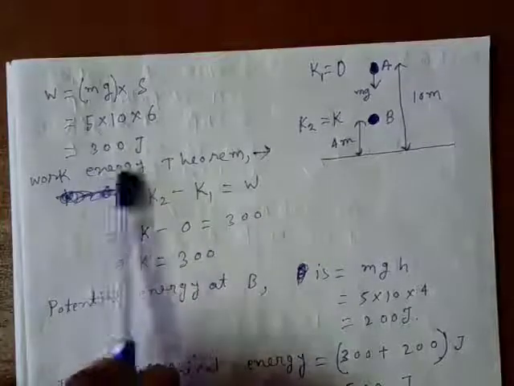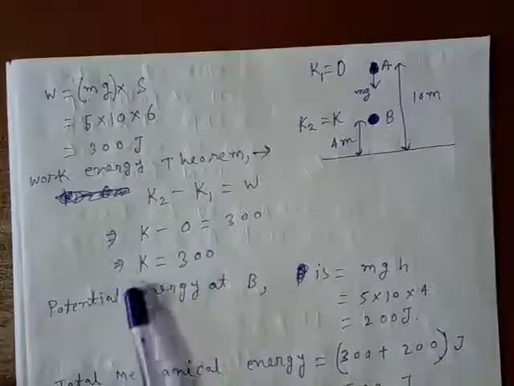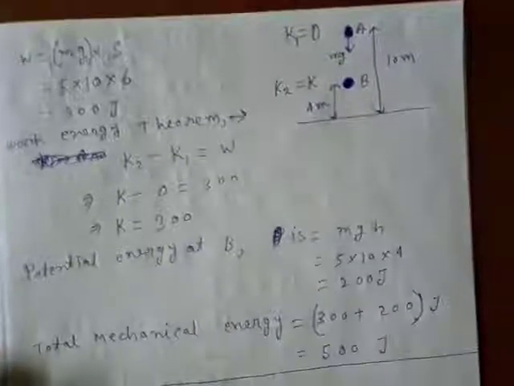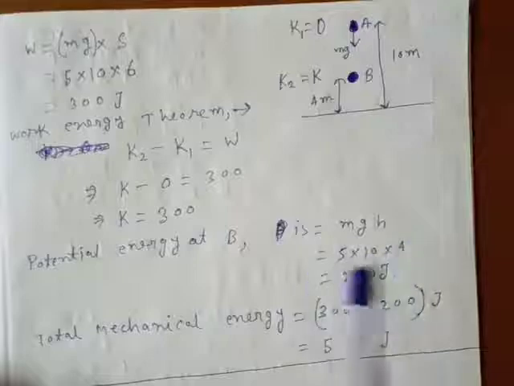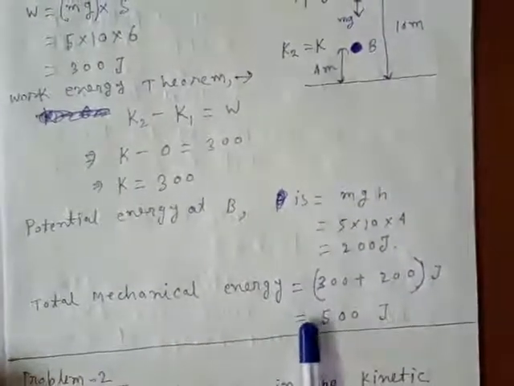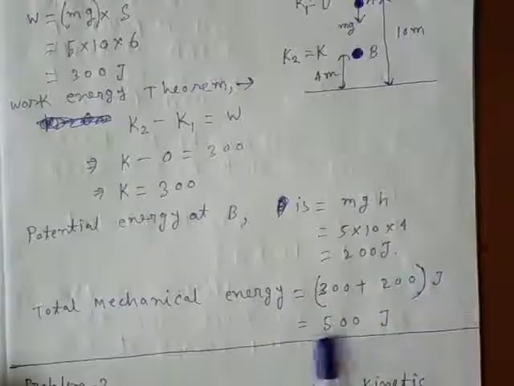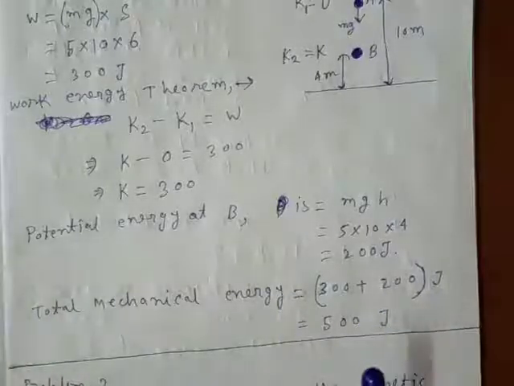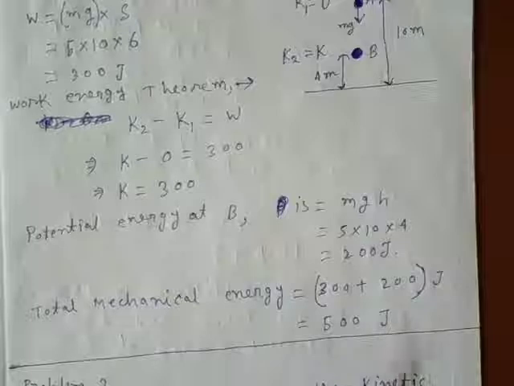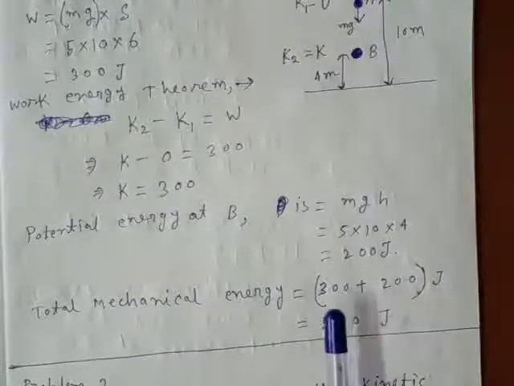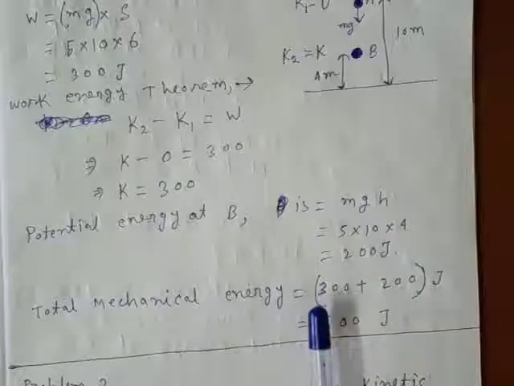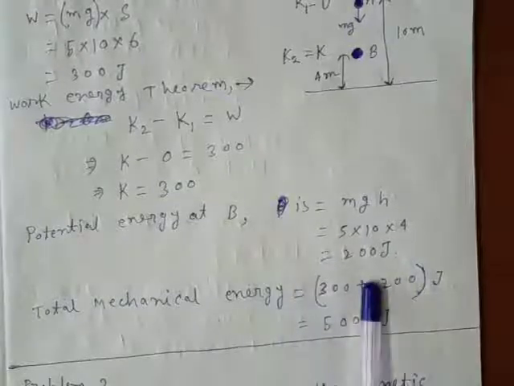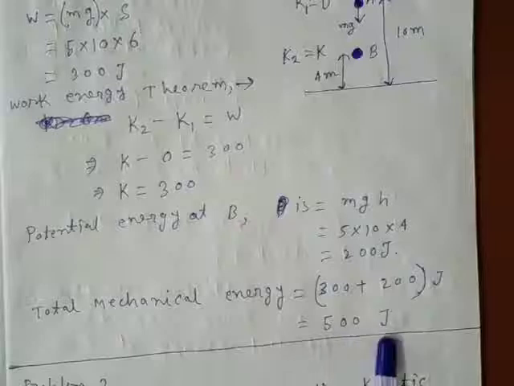Okay, that is the work done, 300. So now the value of K is 300. Now potential energy at point B is mgh, that means 200. So the total mechanical energy at point B is 300 plus 200. Total mechanical energy means sum of potential and kinetic energy. Okay, so potential energy is 200 joule and kinetic energy is 300 joule. So the total energy at point B is also 500 joule.